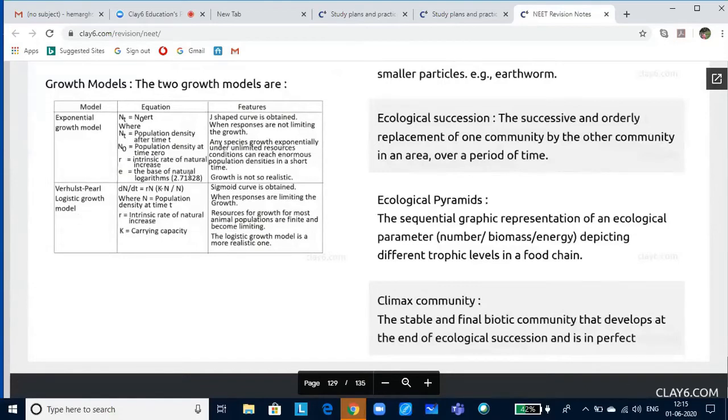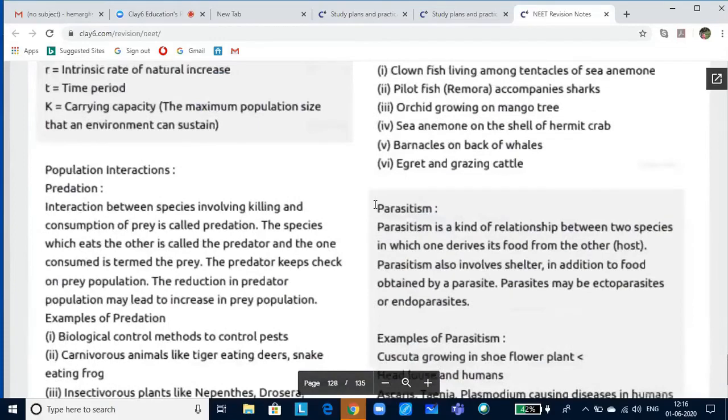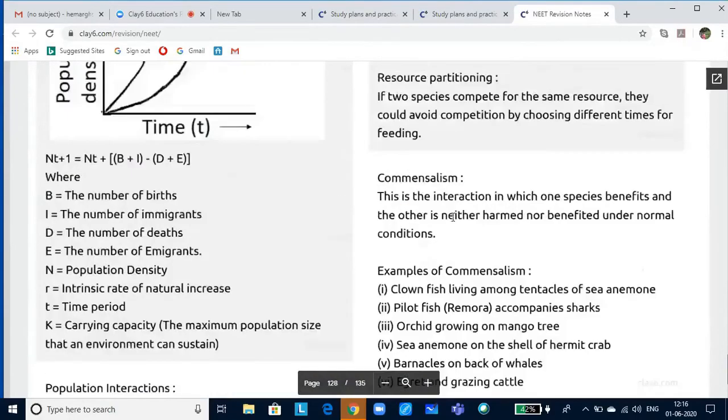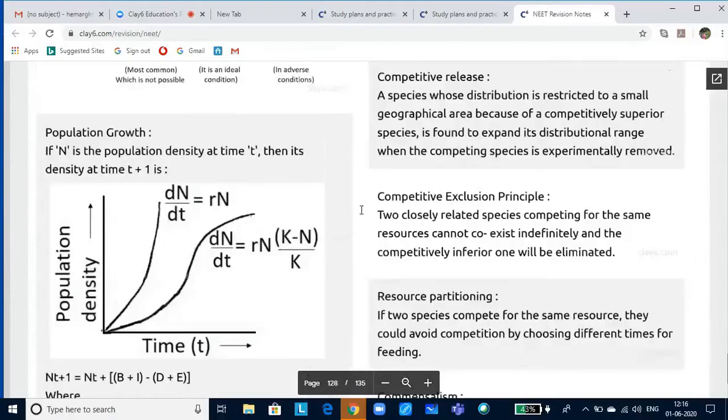Verhulst's logistic growth model: dN/dt = rN (K - N)/K, where N is the population density at time t, r is the intrinsic rate of natural increase, and K is the carrying capacity. Here you will obtain a sigmoidal curve, and here the resources are limiting the growth. The resources for growth for most animal populations are finite, and they become limiting, and this is the more realistic one. The sigmoidal curve is more realistic, because organisms are not kept in isolation where they are able to grow on their own. That does not happen. So it is important you learn these two graphs, and you should also learn the equations.